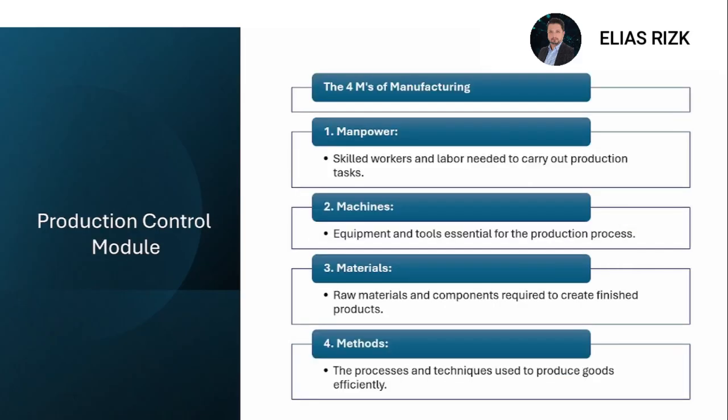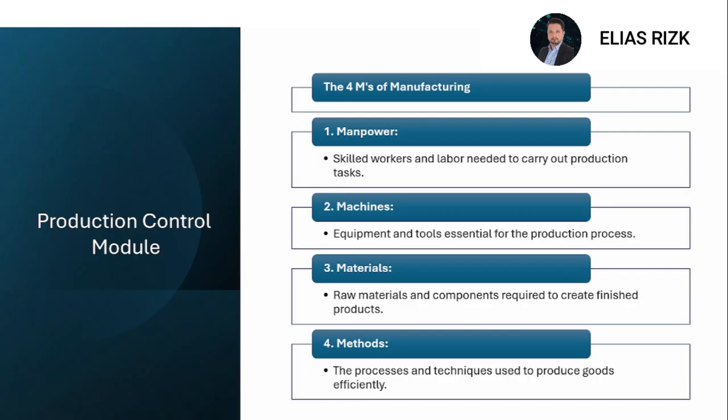So next we move to the 4 Ms, or 4 key factors of production. First is manpower, second is machine, third is material, and fourth is method. Manpower represents the human effort in the production process. It includes the skills of the labor, training, and experience of the people involved, such as operators, engineers, or supervisors.